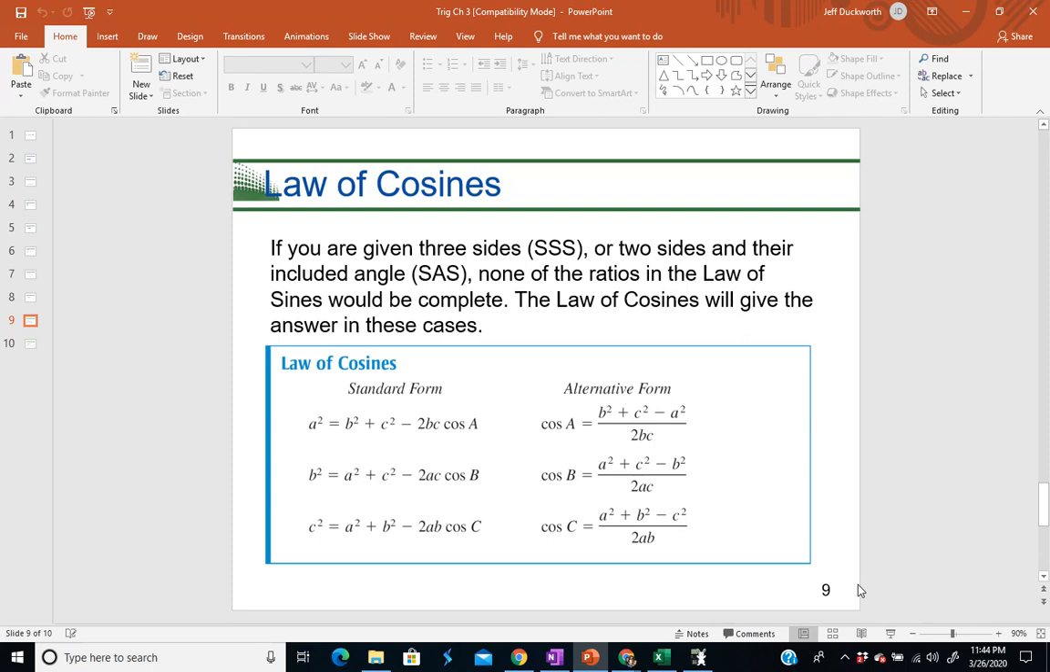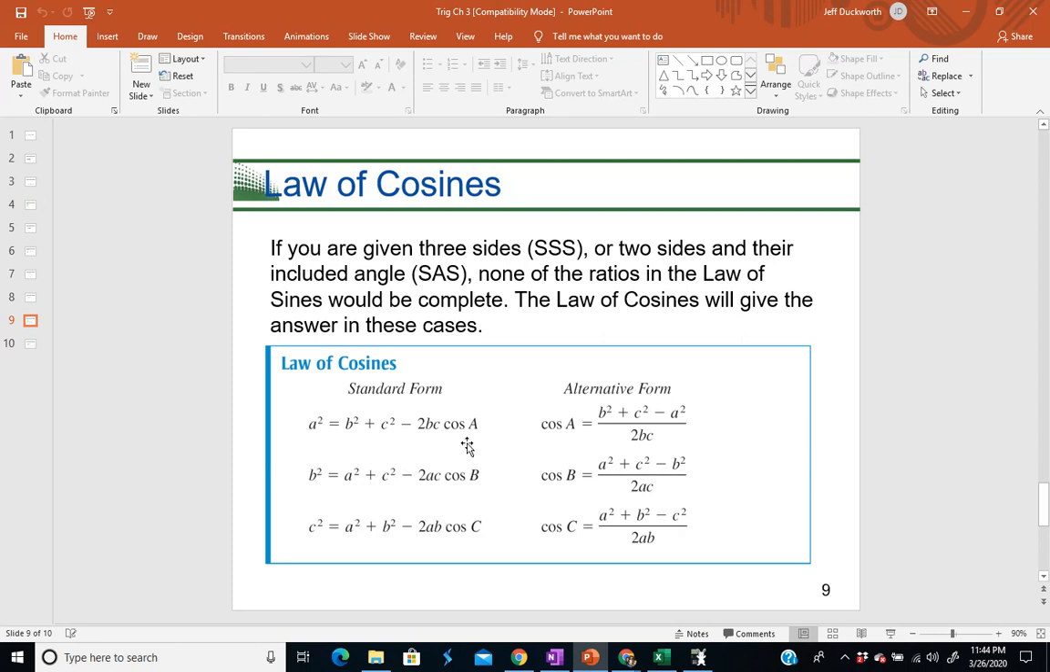So here are all the formulas. The standard form of the formulas is on the left. So if you're solving for a, or in this case a squared, you find what the value is, and you take the square root of the whole thing. That will help you solve for a, if that's what you want.